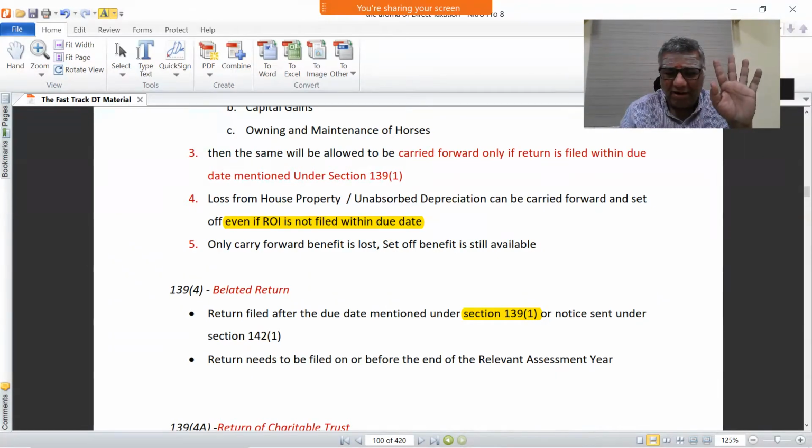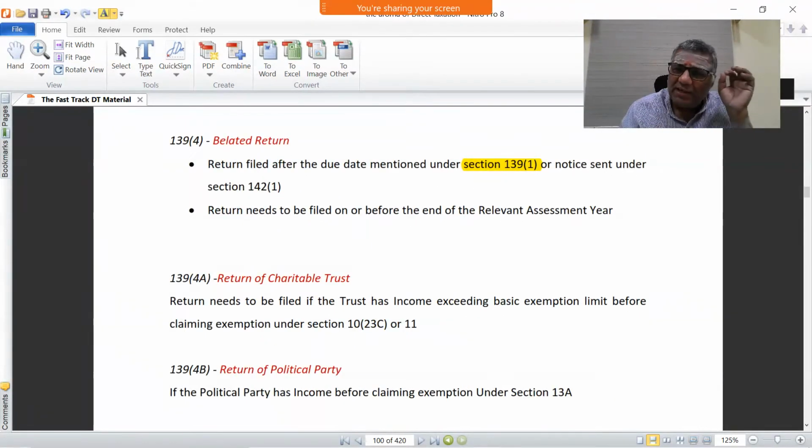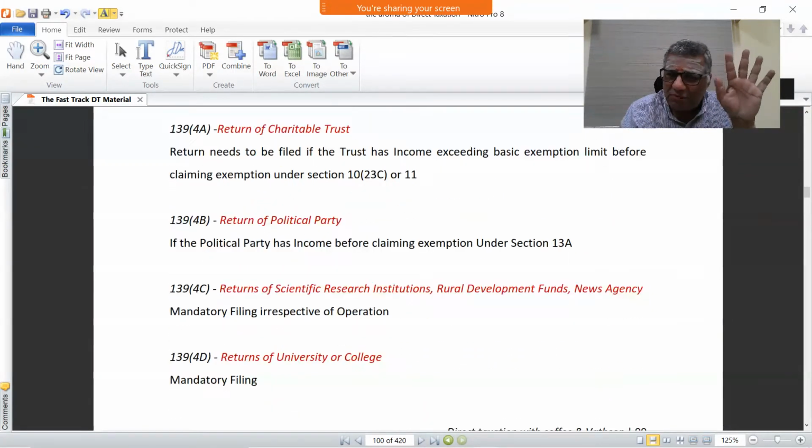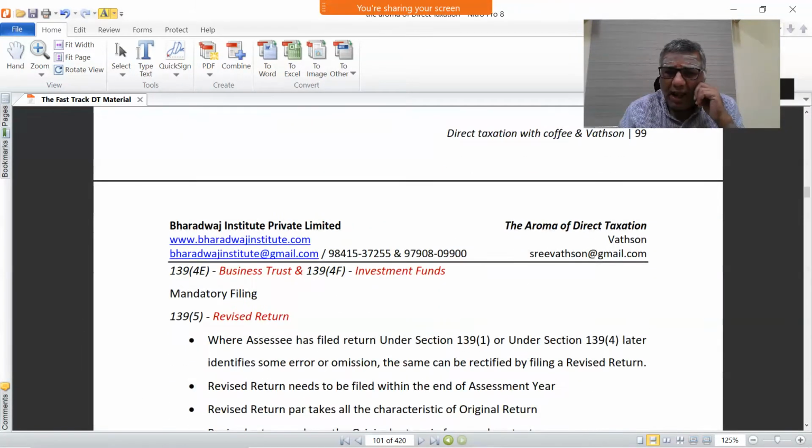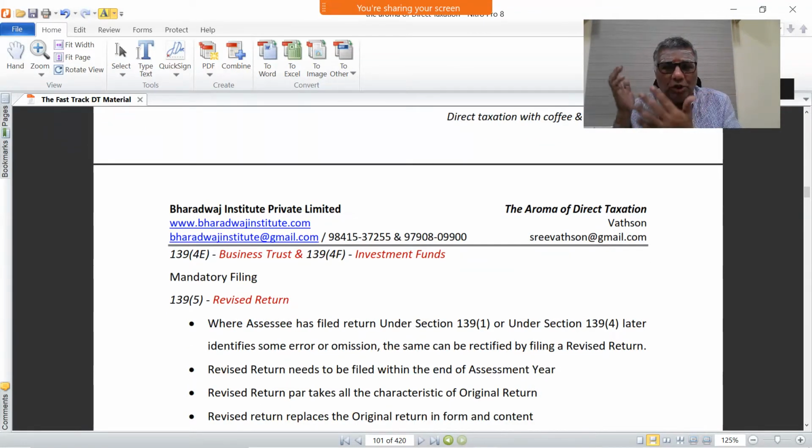Return of a charitable trust is mandatory. If you want to claim exemption, file it. Political parties, the same way. Scientific research institutions, rural development, all these funds mandatory. I will soon tell you why it is mandatory. And business trusts, we all know, before 30th November they themselves have to give a statement, by 30th June or 30th November.